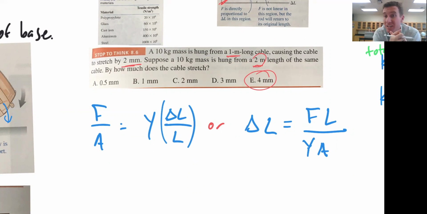So it's a percentage change, and that percentage would be pushed over the whole length. We can represent this by showing that the force over the area is equal to Young's modulus times that percentage, so the change of L over the original length. This is like the percentage part, or the change of L, the amount of stretch, is equal to the force times the length of the object over Young's modulus for that object times the cross-sectional area.